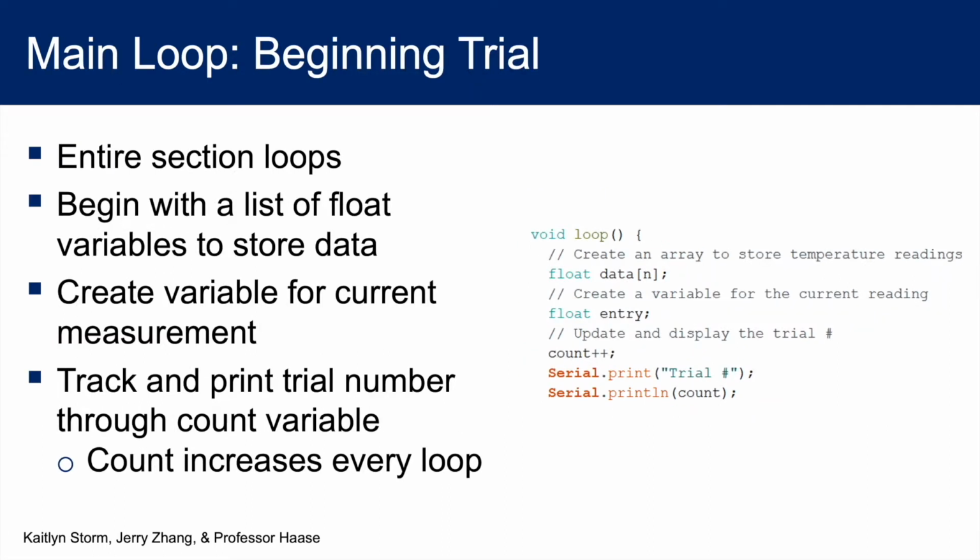In the main loop, any code we put here will continue to run repeatedly. As a quick overview, we will create an array, or a list, of float variables to store the temperature measurements. We will also have a variable for the current measurement. Between trials, we will increase the value of the count variable and print out the count number as the trial number.